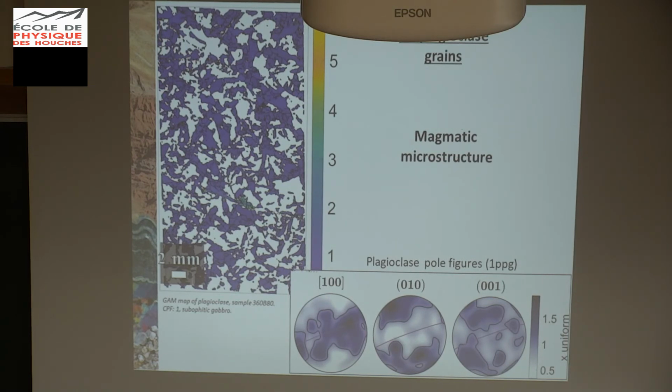So now we are going to look at the association of the microstructures and the CPO patterns we can observe. Here you have a GAM map, a grain average misorientation map, showing that there is no deformation at all in grains. This is a magmatic undeformed microstructure, so that is okay. But what we see in the pole figures is that mainly in the 010 plane, we have a foliation. The trace of the foliation is the pink line here that has developed, even if it is not deformed.